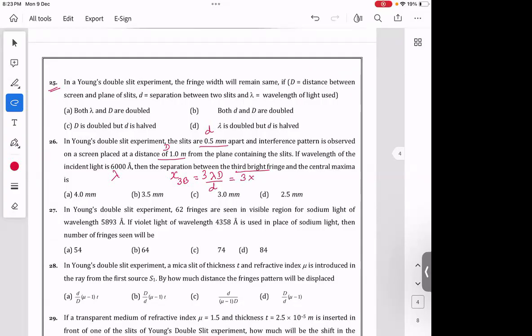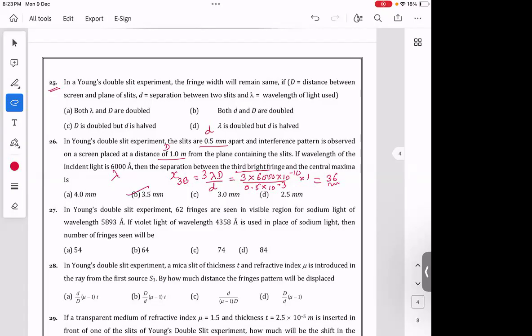So 3 into, what about lambda? 6,000 angstrom, by capital D, which is anyway 1. What about small d? It is 0.5 millimeter, 0.5 into 10 power minus 3, which is equal to 1 by 2. So 1 by 2 goes up, 12,000. 12 threes will be 36. So approximately you can take the option 3 and 6.